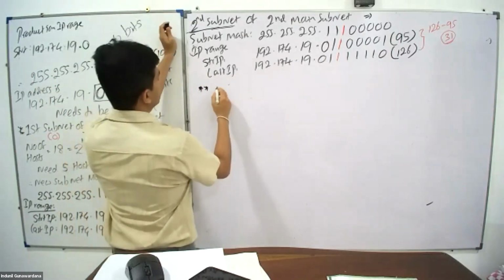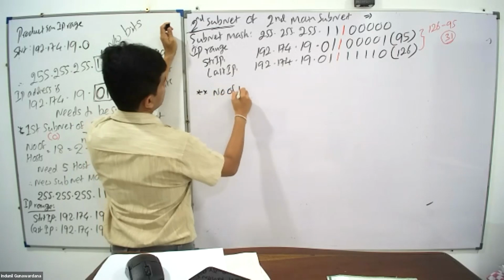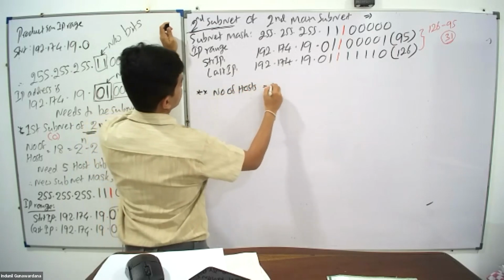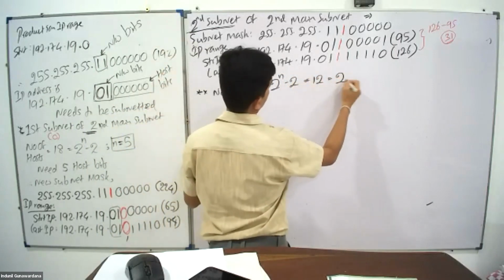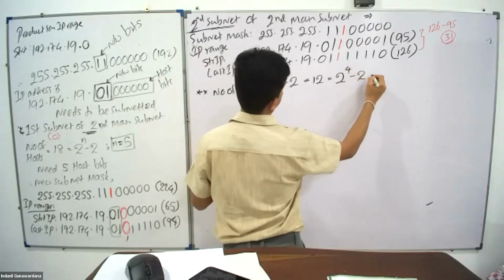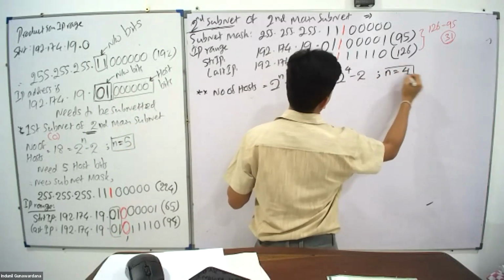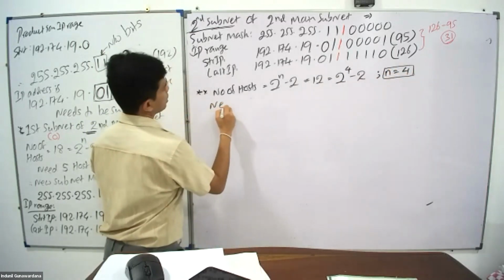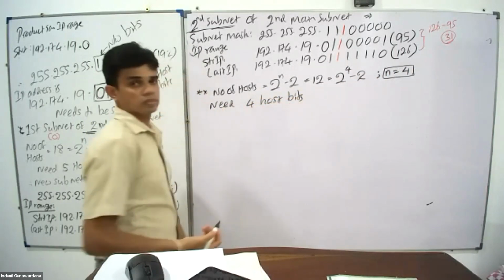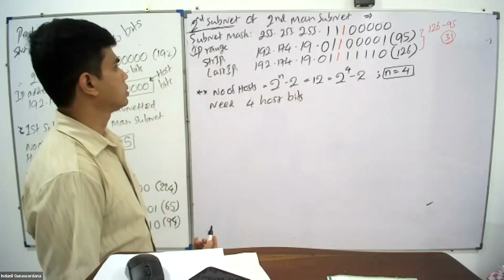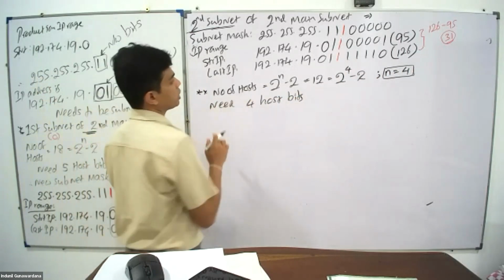Right. Then we'll go to the requirement. Number of hops equals 2 to the power n minus 2. So we need 12 here, so 2 to the power 4 minus 2. That's going to be 16, 14. That's fine. Therefore, n has to be 4. What is this n? We need 4 hop bits. Alright, if we need 4 hop bits, what happens now?